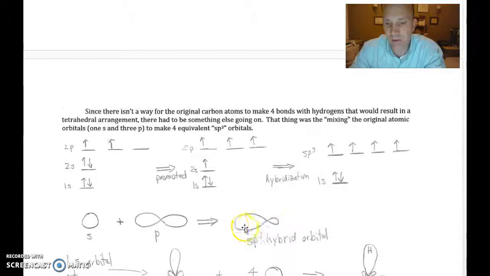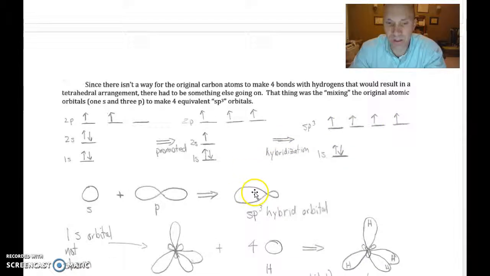Well, something like this is a kind of p orbital. It's got two lobes. But when it overlaps with that s orbital, it's going to make one of the lobes a little bit bigger. And so this is the shape of what's called an sp3 hybrid orbital. Every single one of these orbitals would look exactly like this. So what would be the difference between these orbitals? It's going to be the orientation.